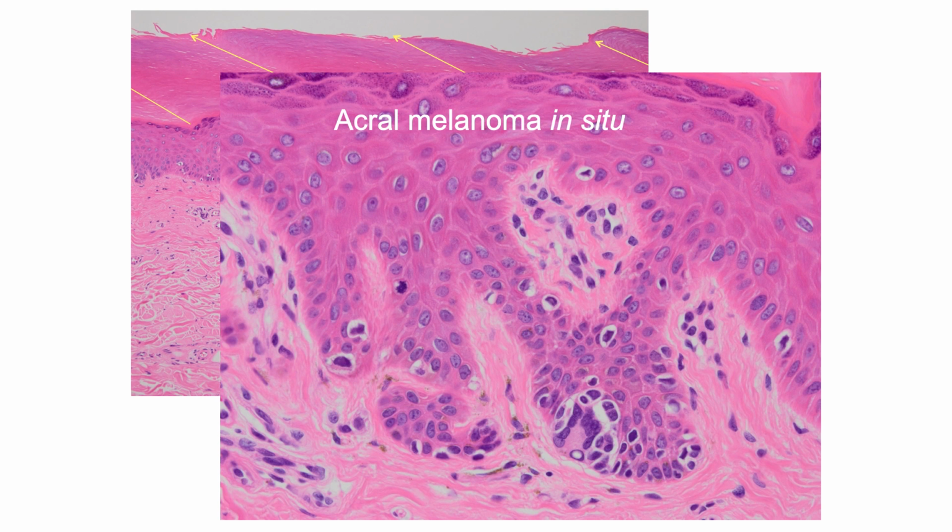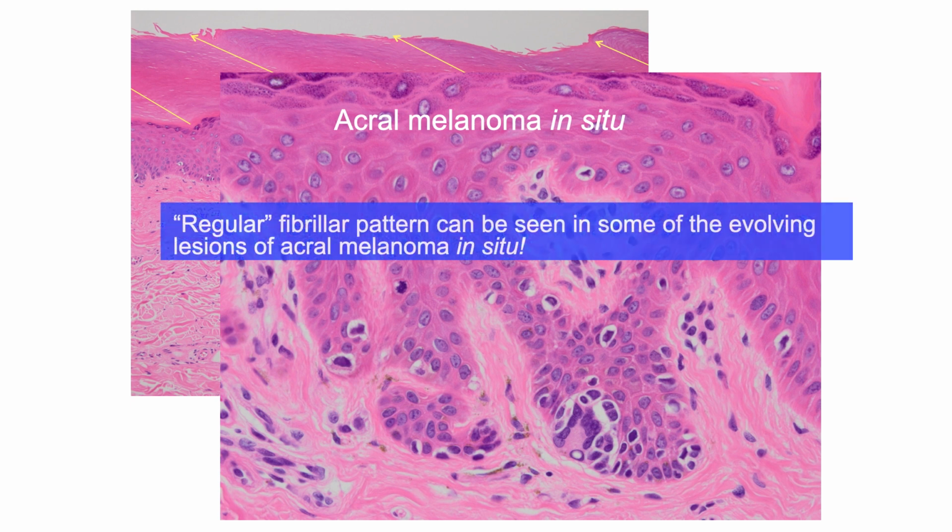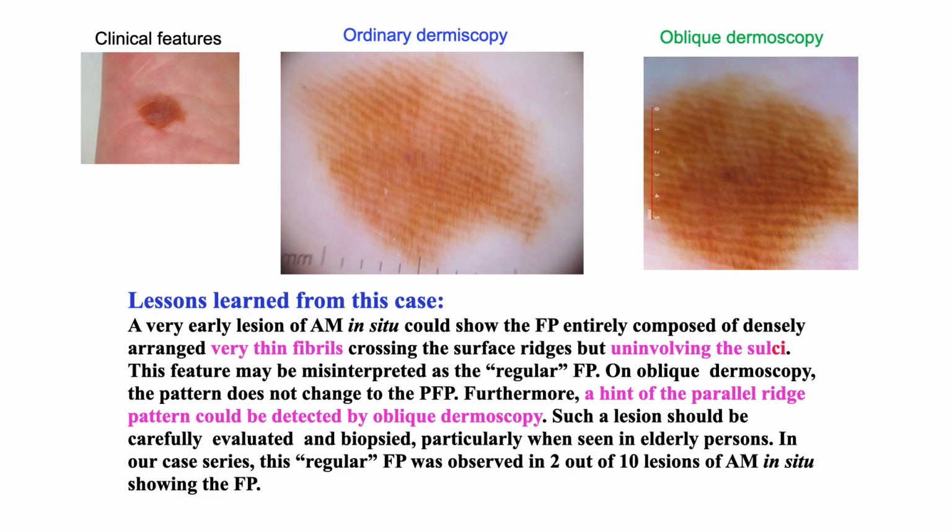This case indicates that an apparently regular fibrillar pattern could be seen in some of the evolving lesions of acral melanoma in situ. Let's see again the clinical and dermoscopic features of this case. The fibrils are very thin, do not involve the grooves, and a hint of the parallel ridge pattern could be focally detected by oblique dermoscopy.